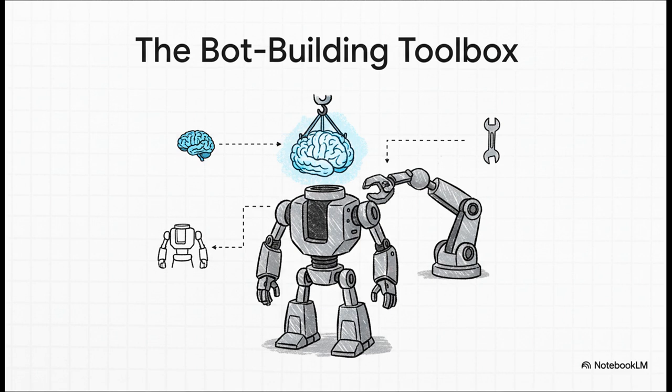And then the really exciting part, FreqAI. This is the AI brain. This is what gives your bot the power to actually predict what the market's going to do, not just react to what it's already done.